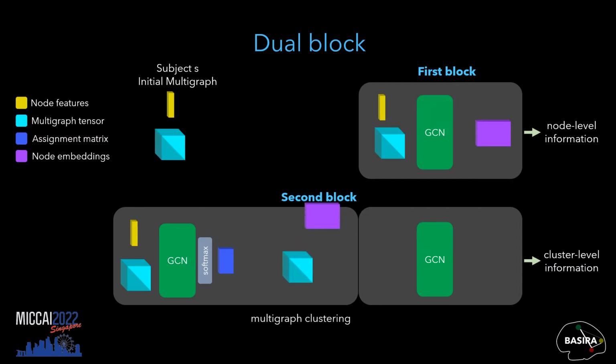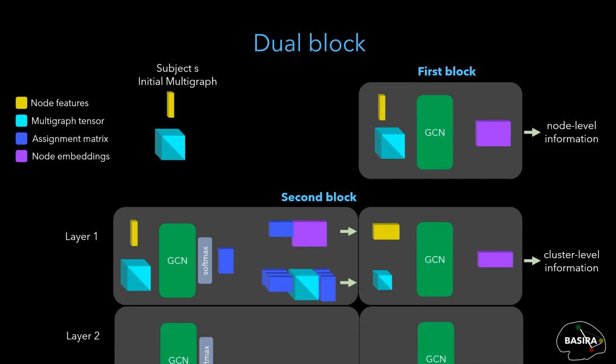The previous layer's nodes are mapped to clusters, and the edge features are transformed to represent cluster-to-cluster connectivity. The new coarsened multigraph enters a GCN which gives cluster node embeddings of the current layer. With deeper GNN layers of the second block, a hierarchical structure can be learned.